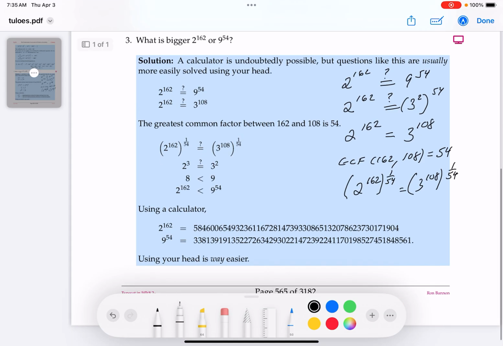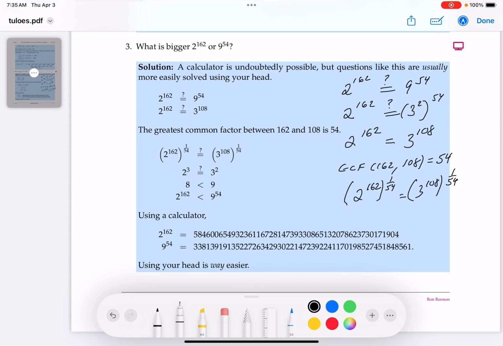All right, what do you get over here? Well, 54 goes into 162 3 times, so you get 2 cubed. And over here, 108 divided by 54 is 2, and you get 3 squared. What does this give me? 8. You know, I forgot to put the question mark there. And 8, question mark, 9.